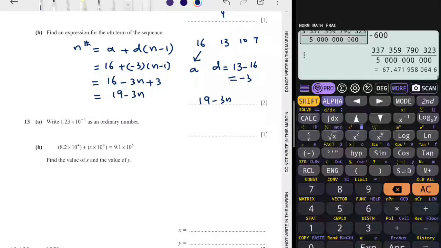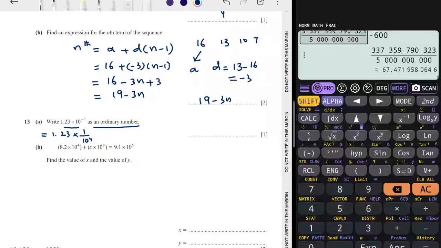Next part, write 1.23 multiplied by 10 raised to the power minus 4 as an ordinary number. So this is a standard form and we have to convert standard form into ordinary form. So let us start working. 1.23 times, we can write 10 raised to the power minus 4 as 1 over 10 raised to the power 4.